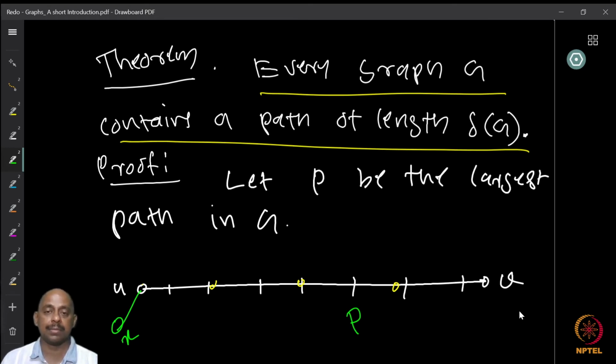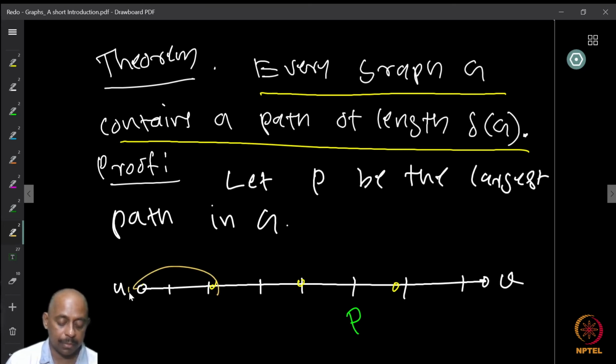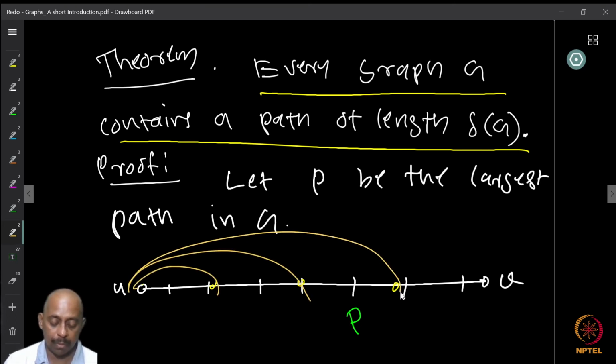But we started with the assumption that P is the maximum length path. So this tells us that all the neighbors of U must be in the path P itself. All the delta neighbors of U are in the path P, including the neighbor in the path itself. So therefore, every neighbor of U must be in the path P.